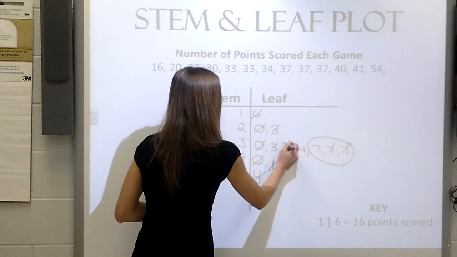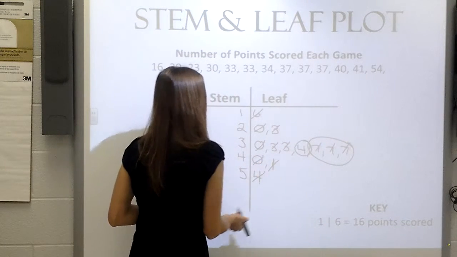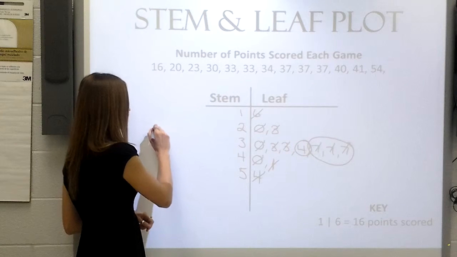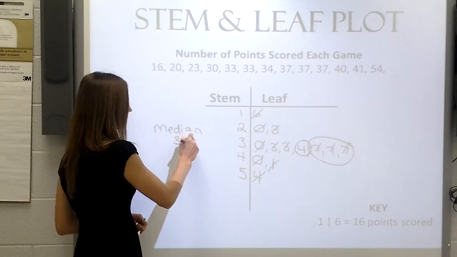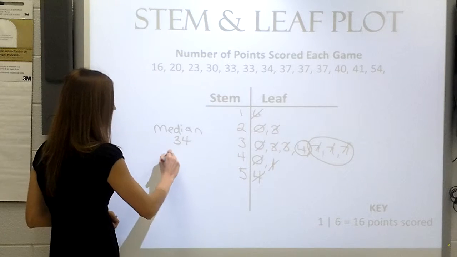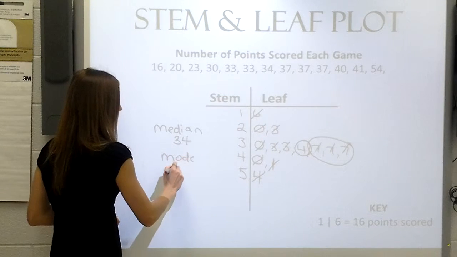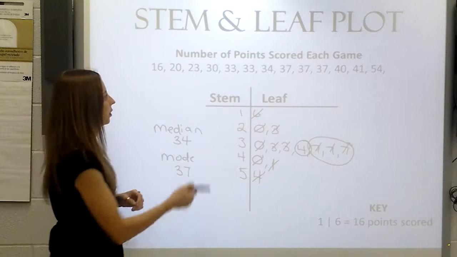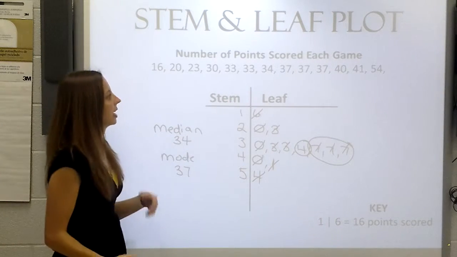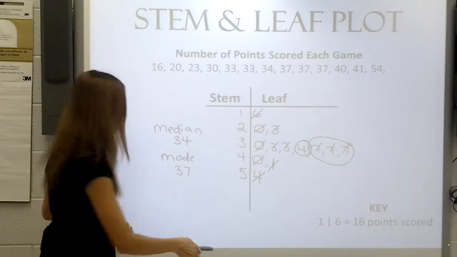So I'm just crossing out until I get to my middle number. And our median is then going to be 34. Okay, and our mode would be 37. And we can also find the mean if we were to add up all of our numbers and divide them out. Okay?